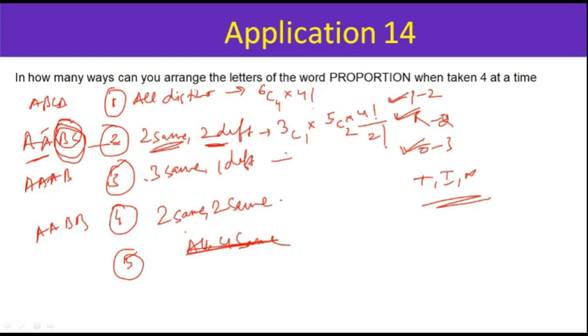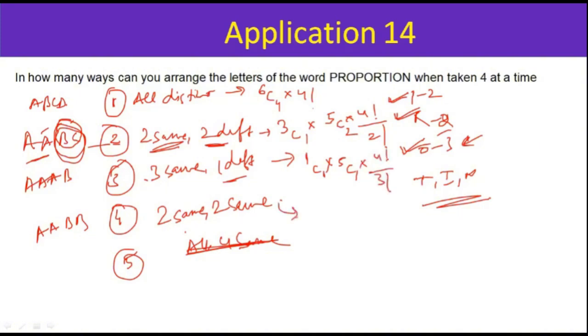Third case, 3 same. In how many ways can I have 3 the same? If 3 letters have to be the same, it has to be O only, right? There is no other possibility for this to happen. So I have one option, and I'll just select that one. Now the one different letter can technically come from any of the remaining options. The remaining letters are 5, so I can choose any one letter from 5. Now I have all the letters. In how many ways can I arrange A, B? 4 factorial by 3 factorial number of ways.